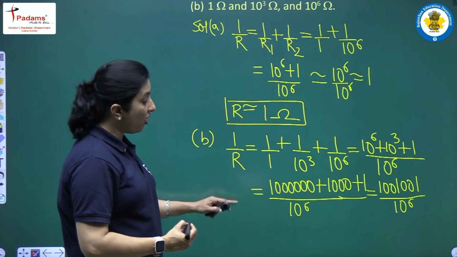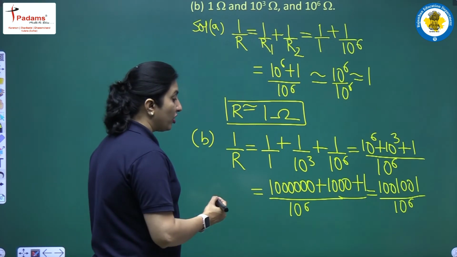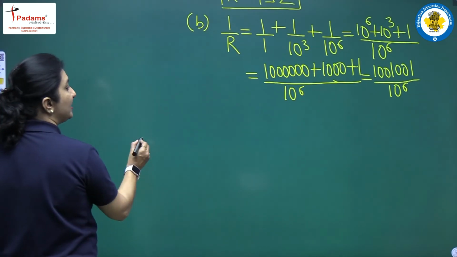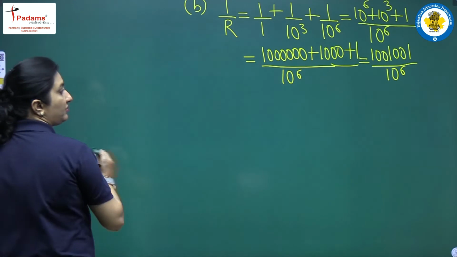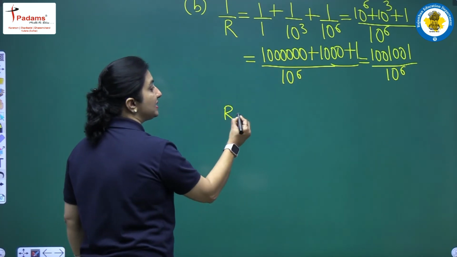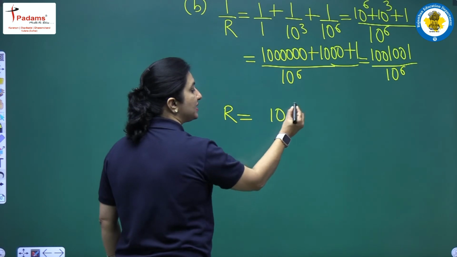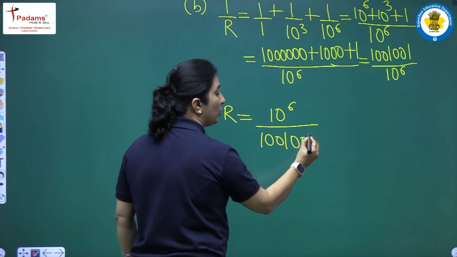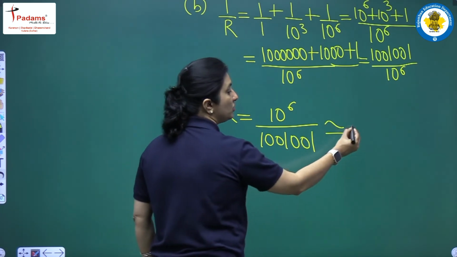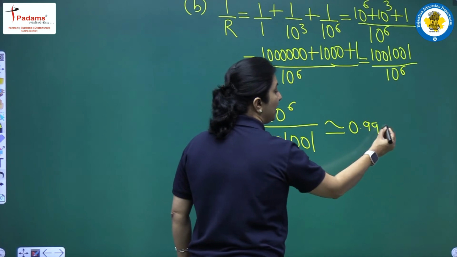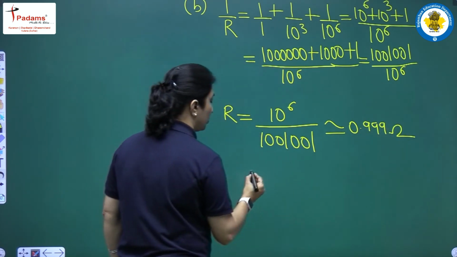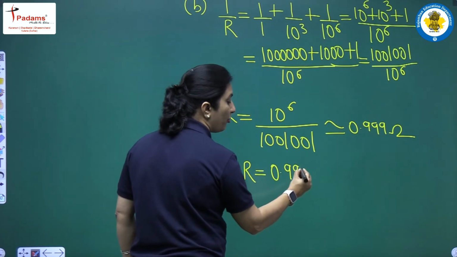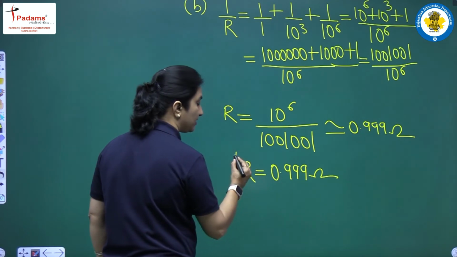So students, on taking the reciprocal, what I get is that the equivalent resistance R is equal to 10 to the power 6 upon 1001001, which is nearly equal to 0.999 ohms. So the equivalent resistance of these three resistances comes out to be 0.99 ohms.